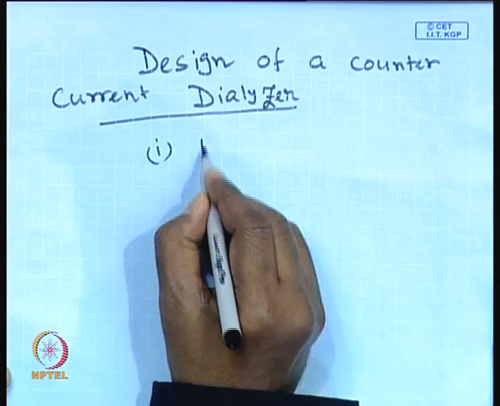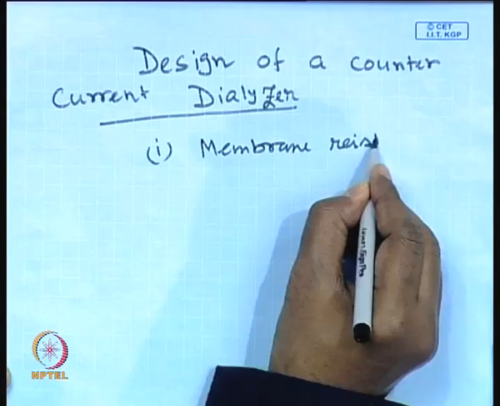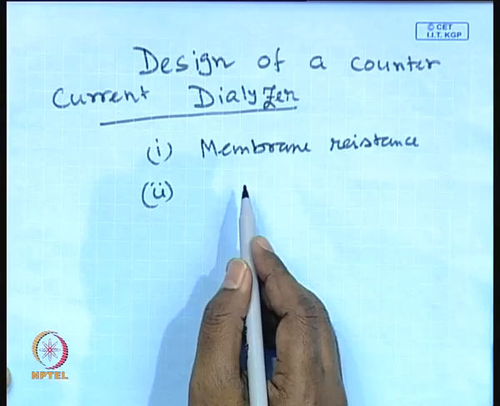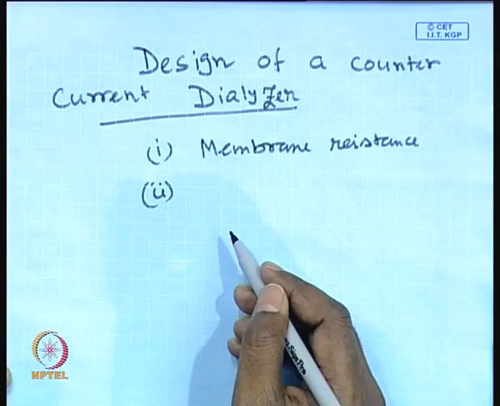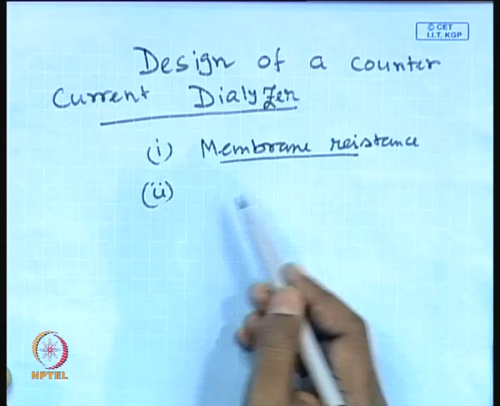Okay. Now, this problem is selected such that there are three resistances as we have discussed earlier. One is the resistance in the feed side, another is the resistance within the membrane, and this is the resistance in the dialysate side. Typically, if the flow rates in the feed side and dialysate side are quite high, you can neglect those resistances. So, the main resistance will be the membrane resistance. Okay. So, first we will do the calculation and find out the area required for getting a particular separation, if you consider membrane resistance only.